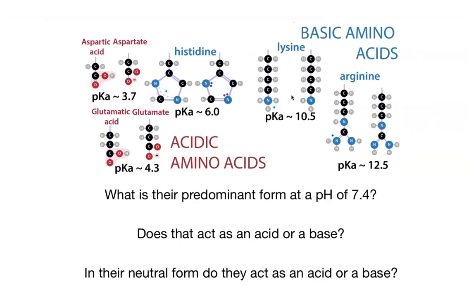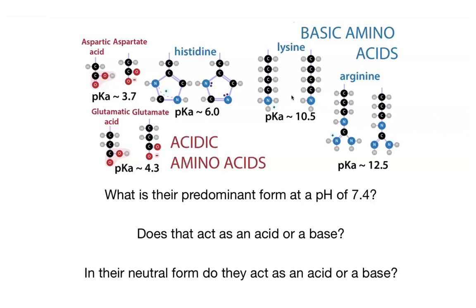But the naming can get kind of confusing because, well, anytime we have a weak acid, we're going to have to talk about its conjugate base as well. And we talk about things going back and forth between the acid and the base. So how do we choose whether we call something basic or we call something acidic? In the case of amino acids, it's based on their neutral form. So let's think first about what's the predominant form at a pH of 7.4. How are we going to go about this?